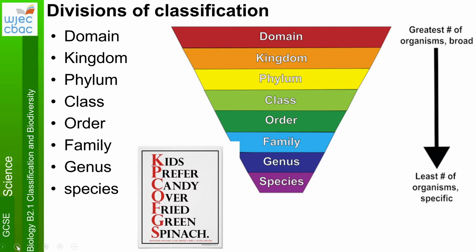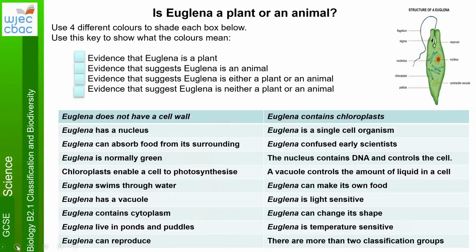Kids for kingdom, prefer for phylum, candy for class, over for order, fried for family, green for genus, spinach for species. Kids prefer candy over fried green spinach to help you remember the order, or you can make up your own. Have a go at researching the full classification for a modern-day horse, an Alsatian dog, and a house spider on page 5. Then have a go at the task on page 8.